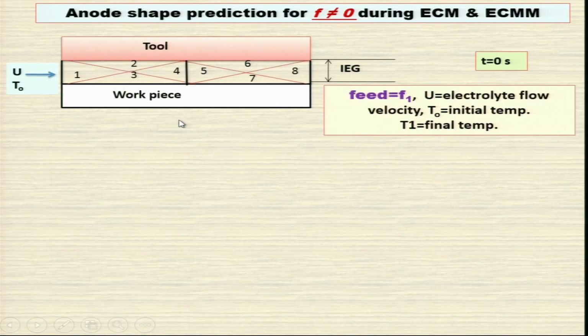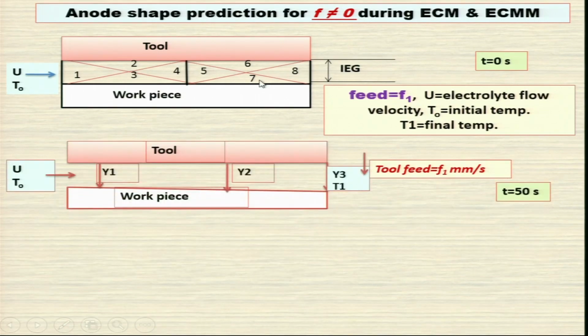Anode shape prediction for F, which means feed rate is not 0, during ECM and ECMM both. Now, this is the same as we have already discussed. Here feed rate is F1, that means the tool is moving with F1 feed rate towards the workpiece. So, what does it mean? When the tool is moving towards the workpiece, with time the inter-electrode gap will not keep on increasing continuously, rather it will keep on maintaining a certain inter-electrode gap, depending upon the machining conditions and the feed rate.